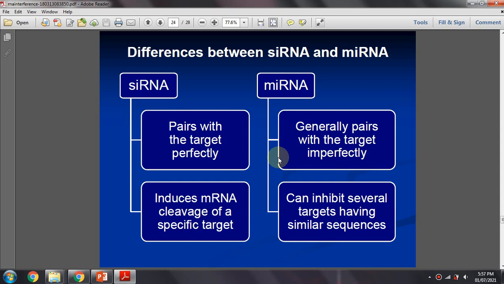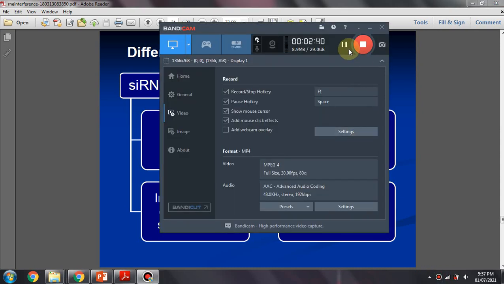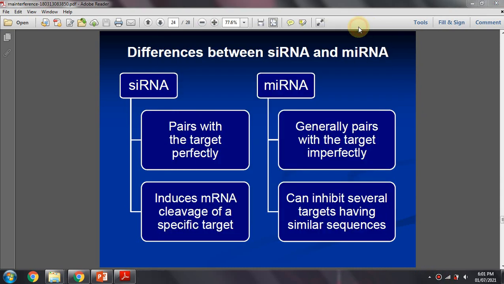Now these are the differences between siRNA and miRNA. siRNA pairs with the target perfectly and induces mRNA cleavage of a specific target. miRNA pairs with the target imperfectly and can inhibit several targets having similar sequence.